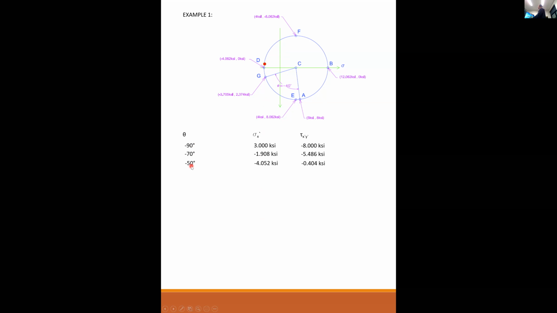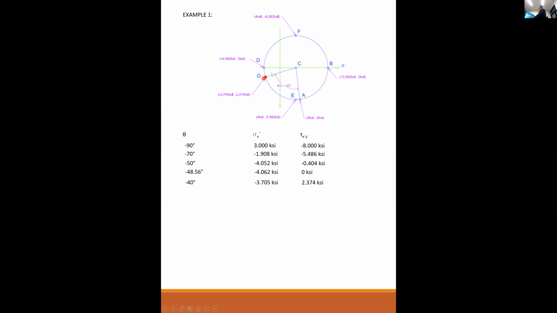We go to our next point, minus 50 degrees, and we're here. You can see that minus 50 degrees is actually minus 100 degrees on the circle. And here you can see minus 0.4 KSI. So the shearing stress, the vertical distance, is getting very small. At minus 48.56 degrees, remember these are all the same points that we solved for, our sigma x is at its absolute minimum, minus 4.062, which meets point D, and the shearing stress is 0 at this point.